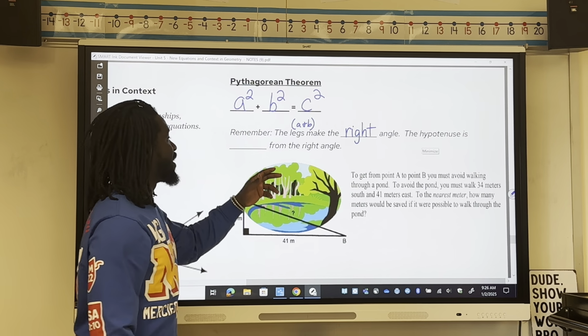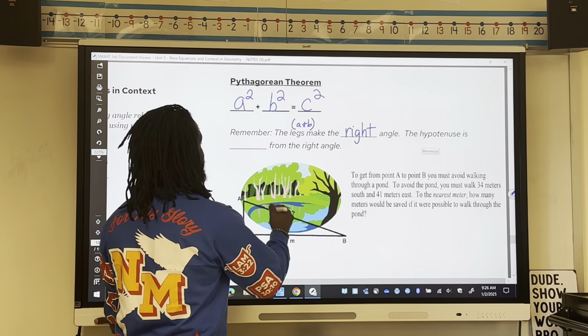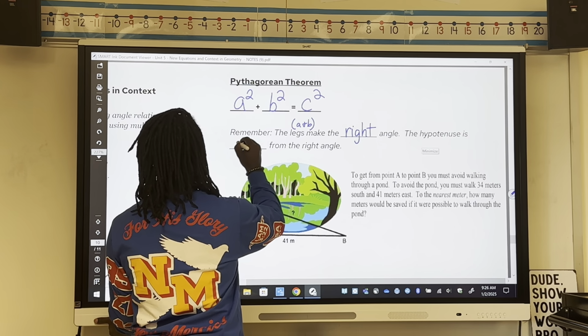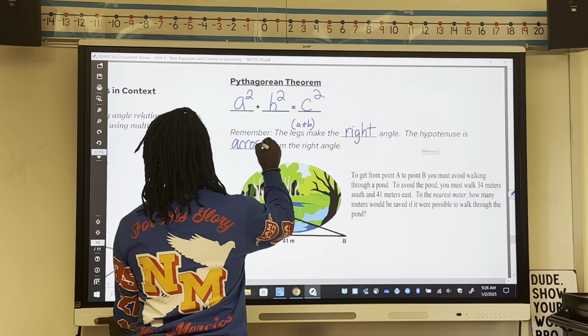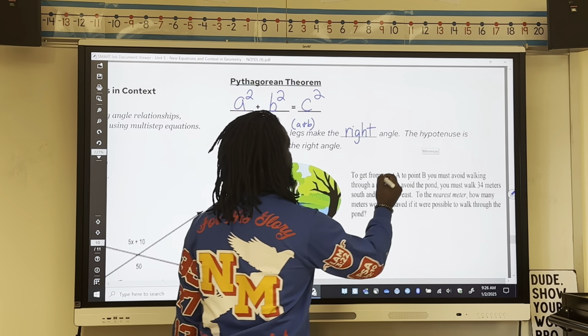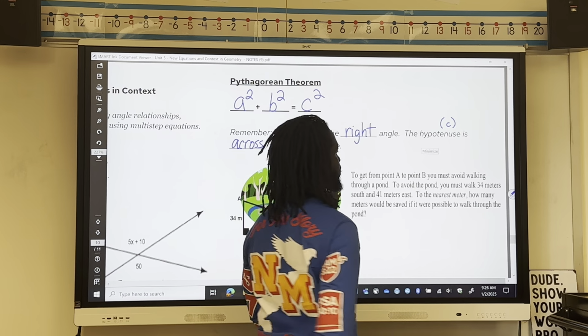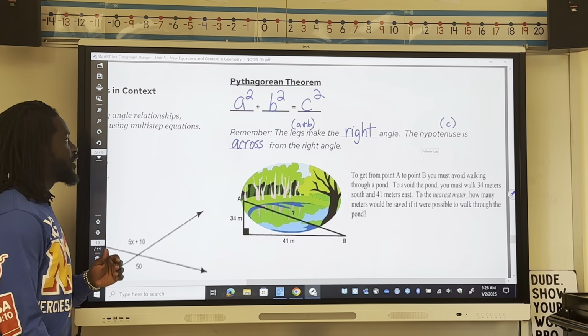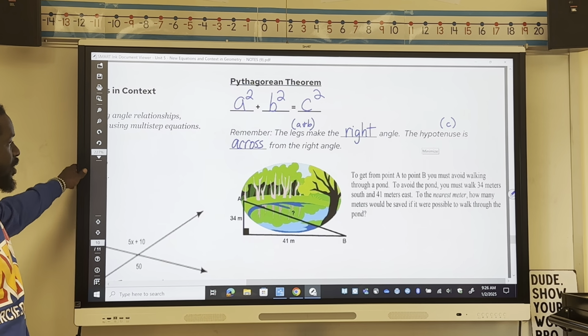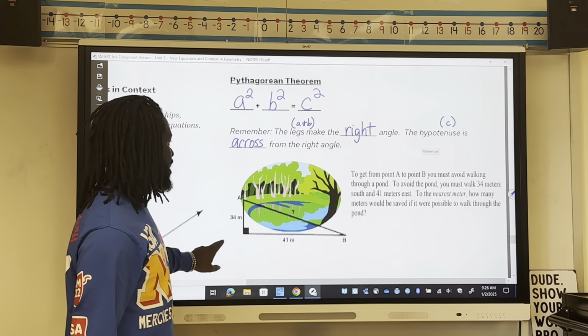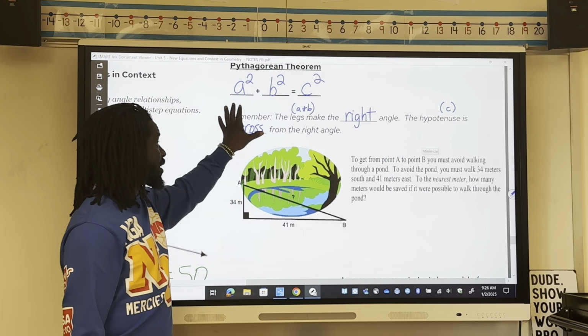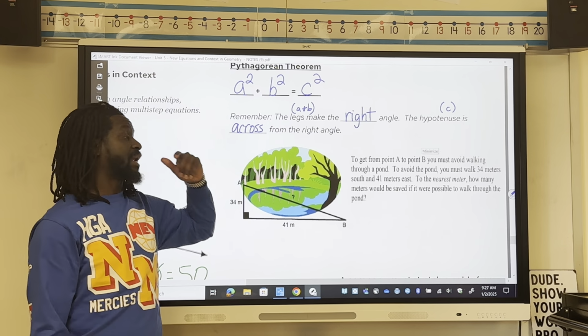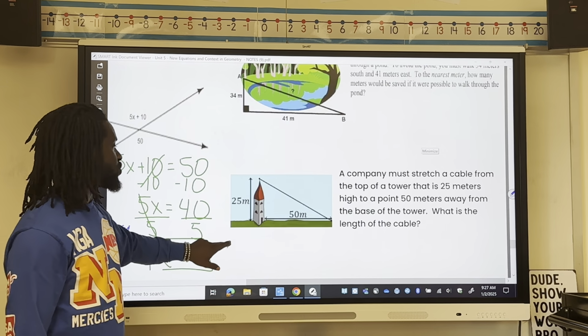And then the hypotenuse, it is across from the right angle. All right. And again, the hypotenuse, that is the c. All right. And it is across from the right angle. So now what I'm going to do is take what I know about the Pythagorean theorem and solve these word problems.